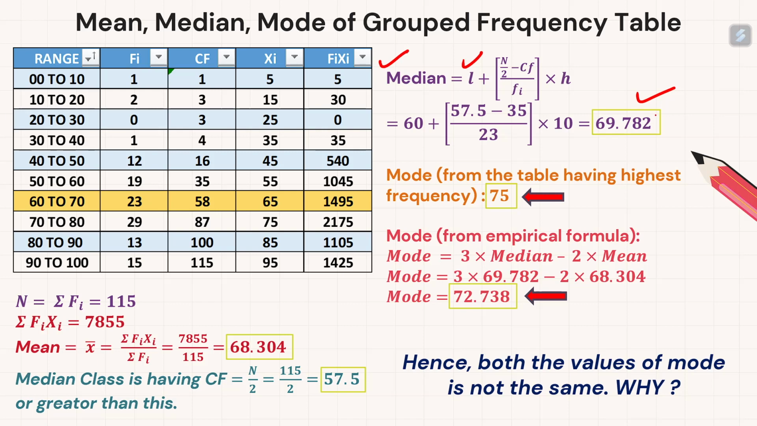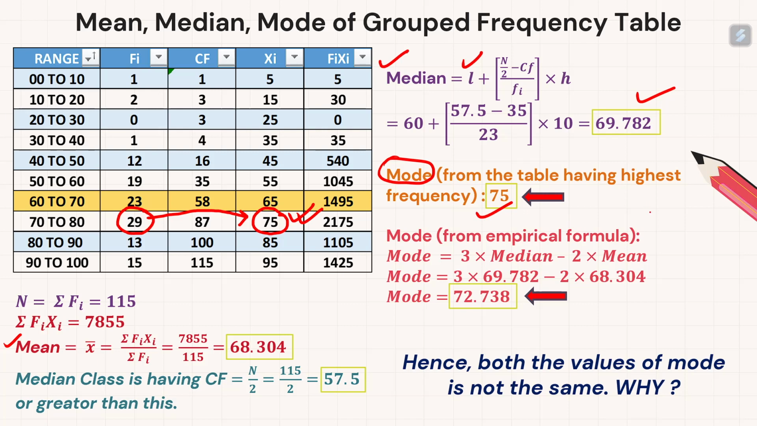Now, after getting the mean and median, we will now calculate the mode. To find the mode, we can directly look into the table and see which is having the highest frequency. Obviously, we can see that 29 is the highest frequency, and the data corresponding to 29 is 75. So we can easily say that the mode of my table is 75.